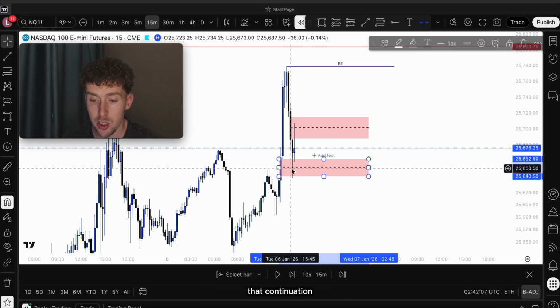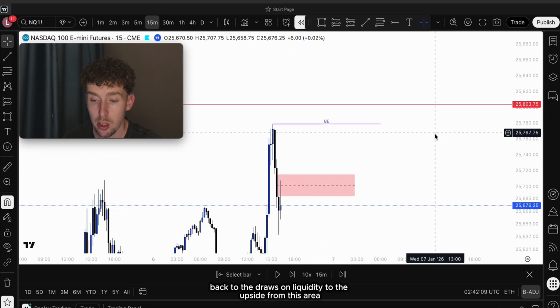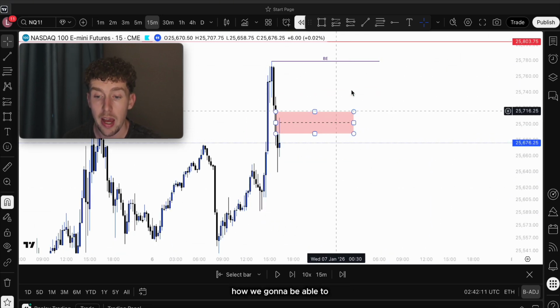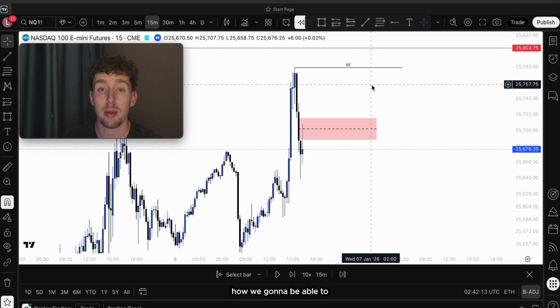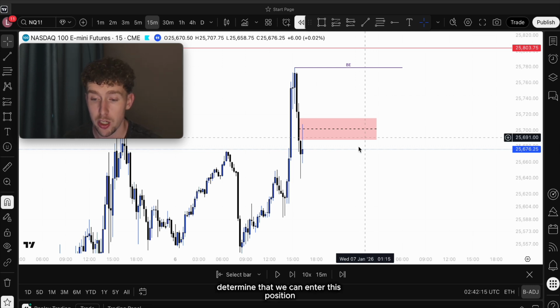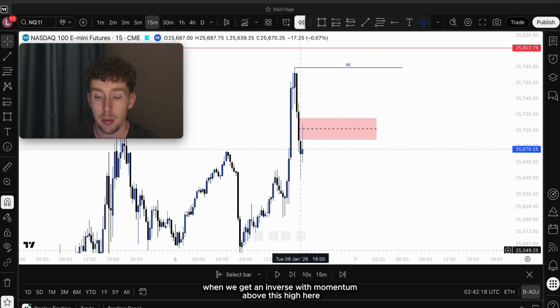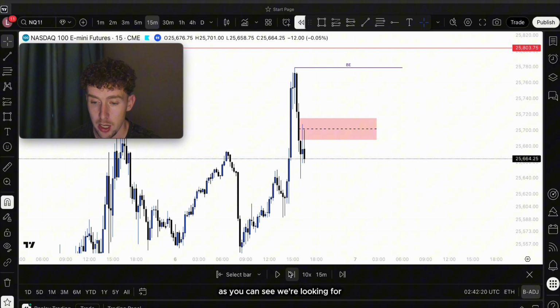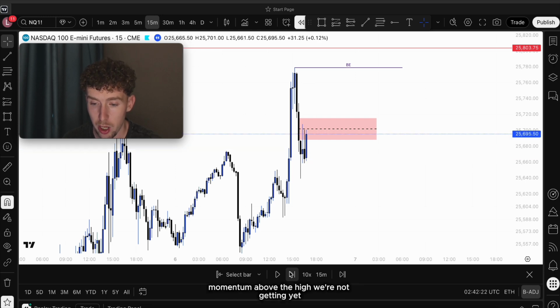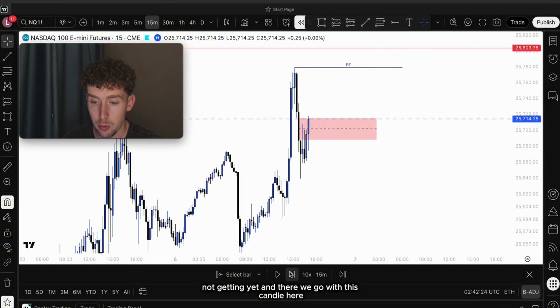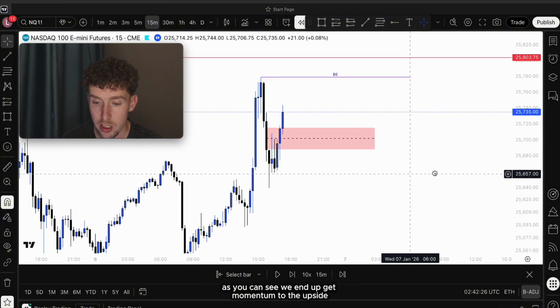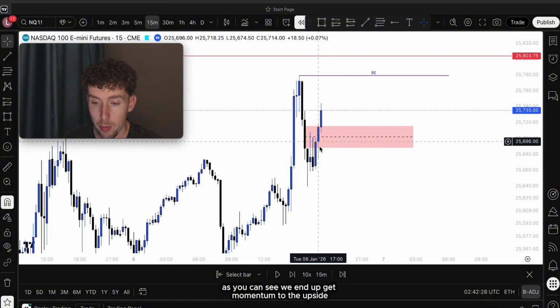That continuation back to the draws on liquidity to the upside from this area. How are we going to be able to determine that we can enter this position when we get an inverse with momentum above this high here? As you can see, we're looking for momentum above the high. We're not getting it yet, and there we go with this candle here. As you can see, we end up getting momentum to the upside.